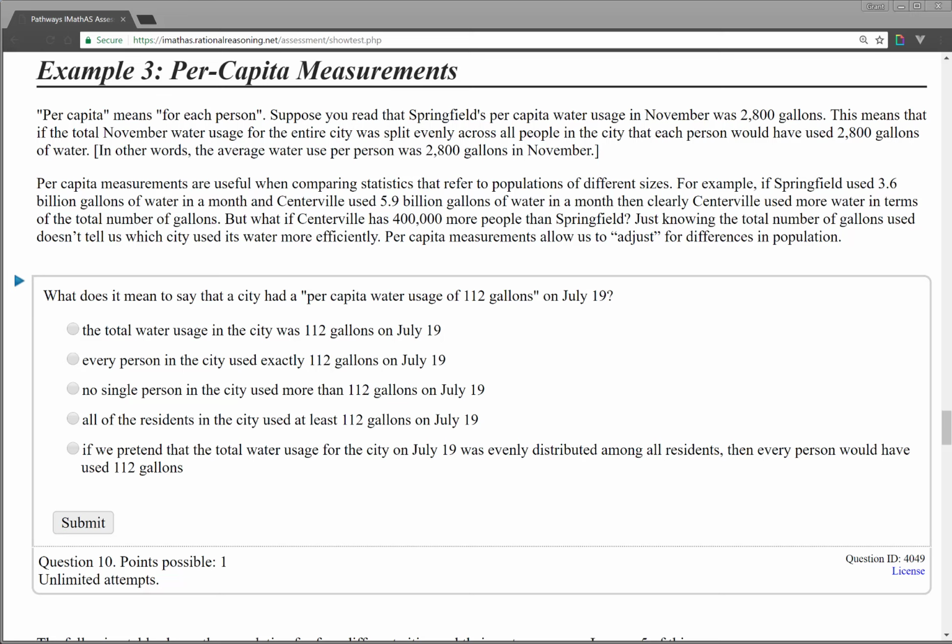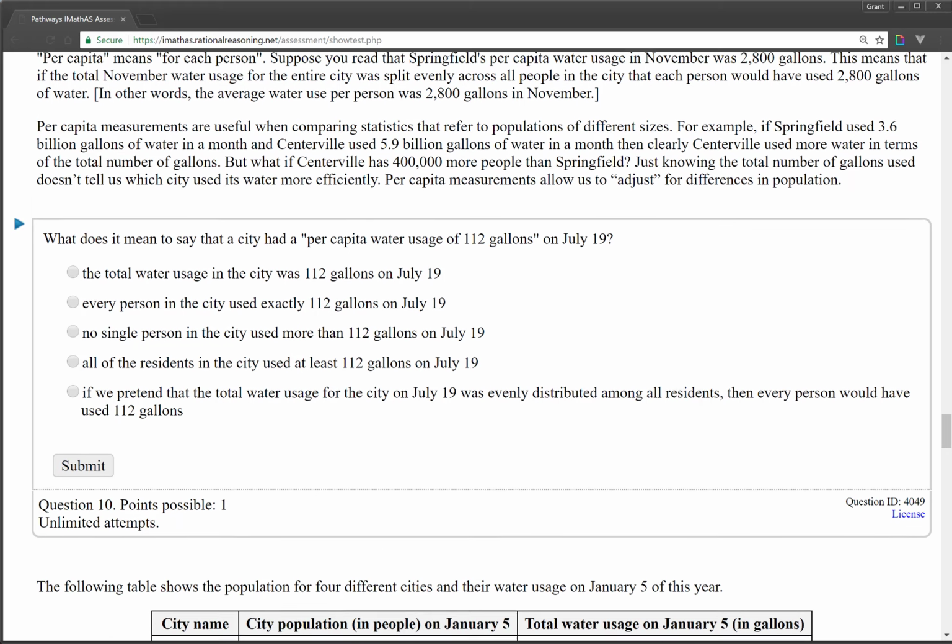Let's look real quickly at the following example. So I'll let you guys read the description. I don't want to have to read it aloud, so pause the video and read this if you need to. Let's look at this first question.